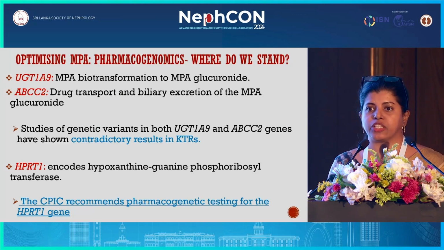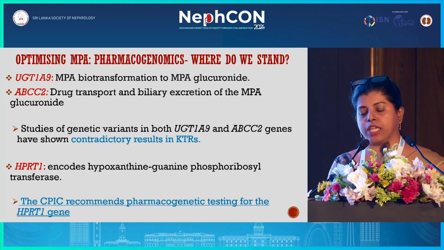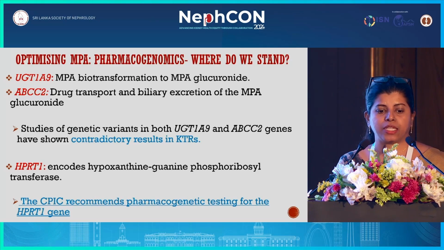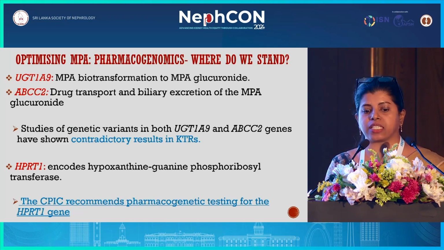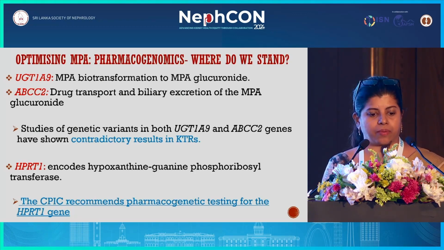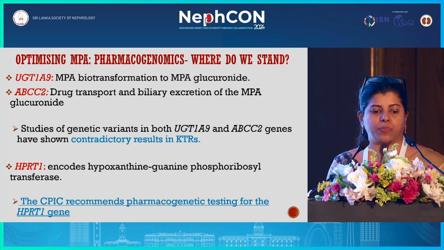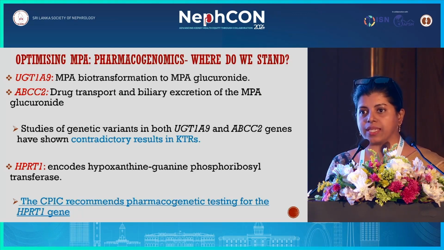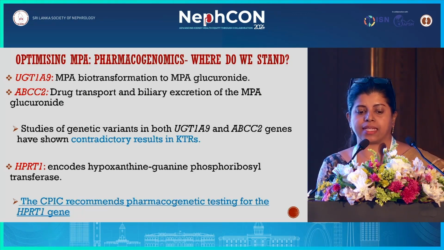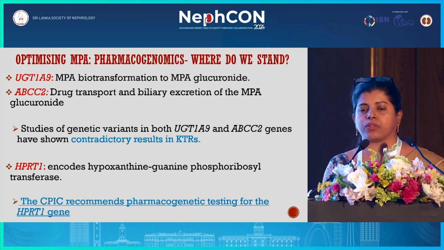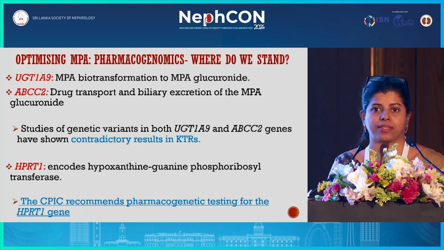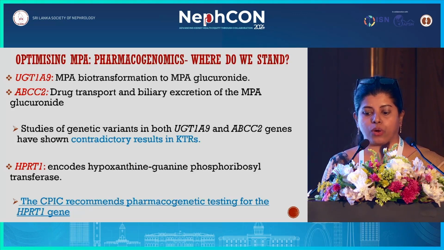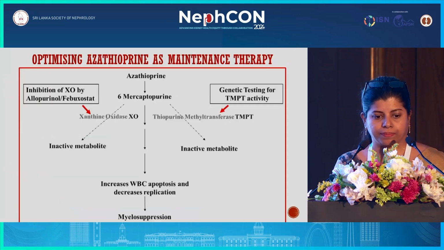Where do we stand as regards pharmacogenomics in MPA? UGT1A9 is a gene which helps in the biotransformation of MPA to MPA glucuronide. ABCC2 is a gene which helps in drug transport and biliary excretion, but studies of the genetic variants of both the genes have shown contradictory results in kidney transplant recipients. There's a gene called HPRT1 which encodes hypoxanthine guanine phosphoribosyl transferase, and CPIC does recommend testing for this gene because if the patient is deficient in this enzyme, then we may have to use an alternative antimetabolite.